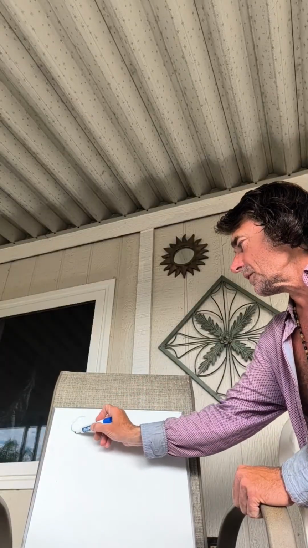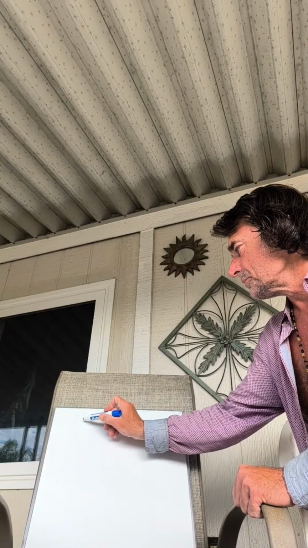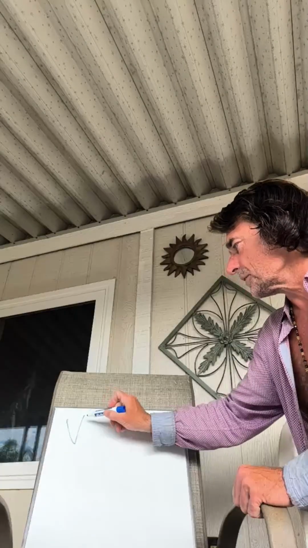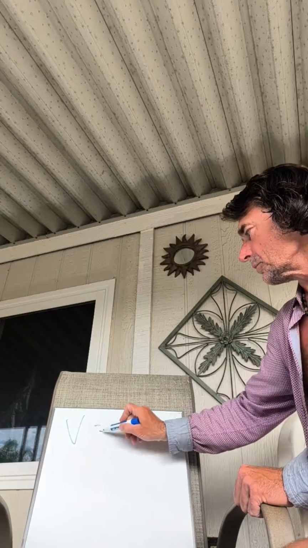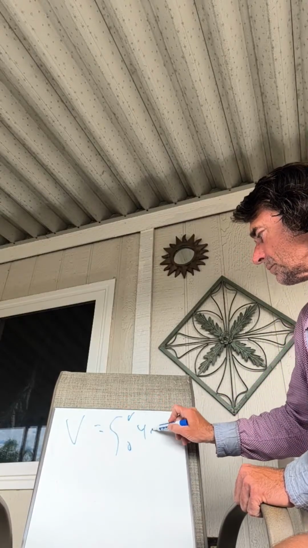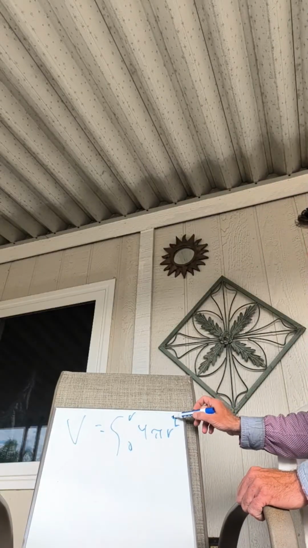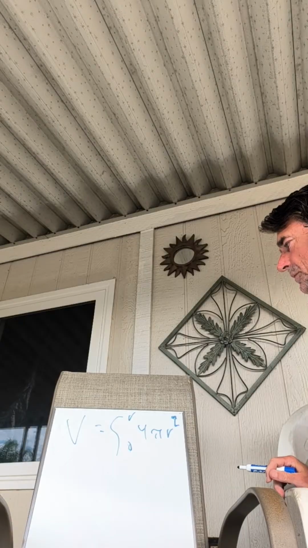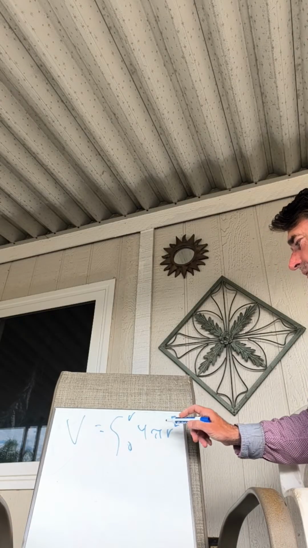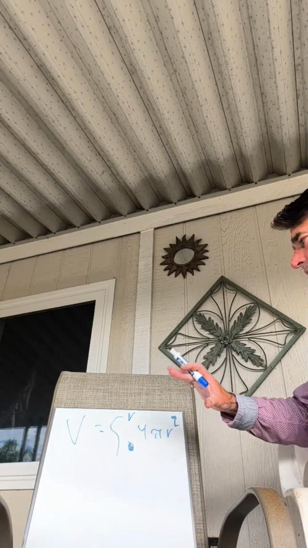The surface area. Oh, the volume of the sphere. Okay, so the volume of the sphere equals the integral from 0 to r of 4 pi r squared. It's an integral of all the surface areas that are added from 0 to r to make the volume of the sphere.